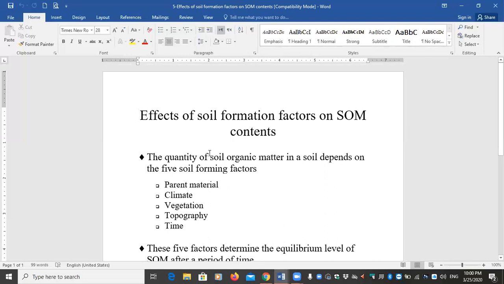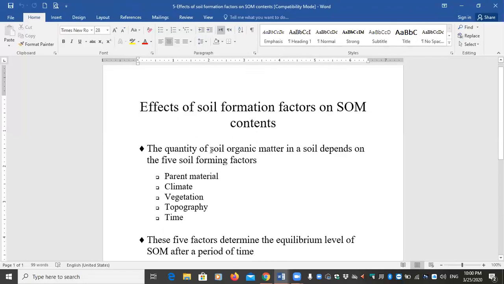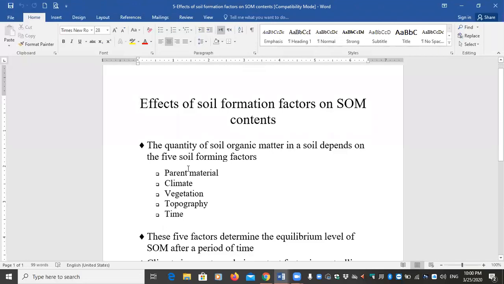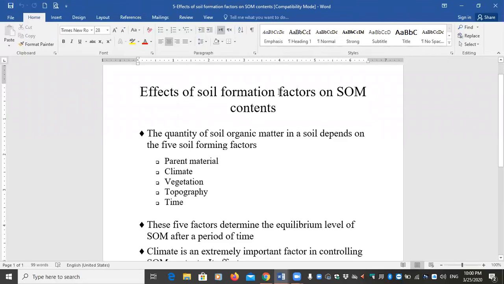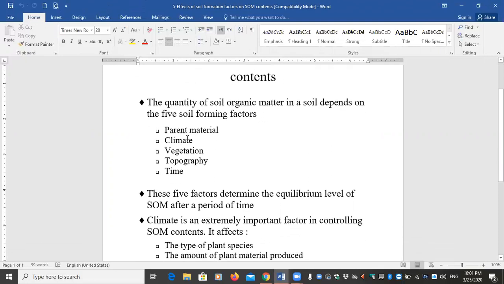Okay, the effects of soil formation factors on soil organic matter contents in the soil. You have already covered the soil forming factors in the principles of soil science. There are 5 factors: parent material, climate, vegetation, topography, and time. The quantity of soil organic matter in a soil depends on the 5 soil forming factors that we talked about.